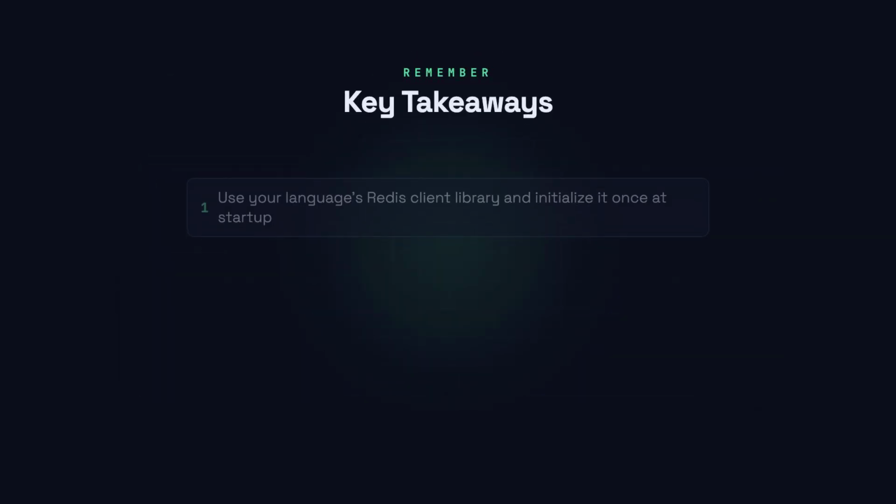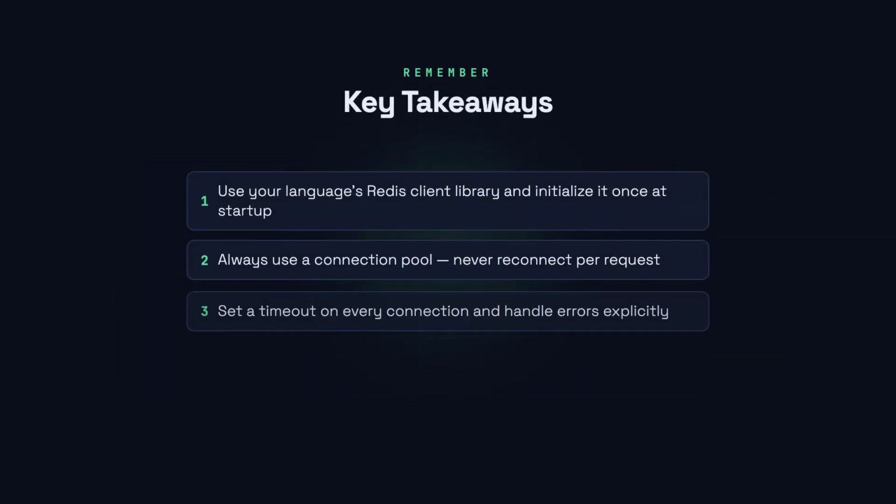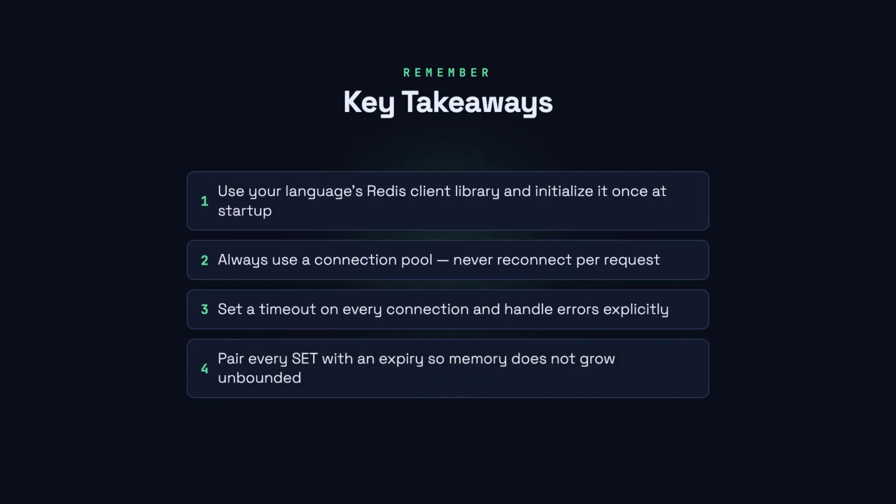To connect correctly, pick a client, create one pool at startup, set timeouts and handle errors, and always give your keys a TTL. Get these 4 things right, and your Redis integration will be solid under production load.